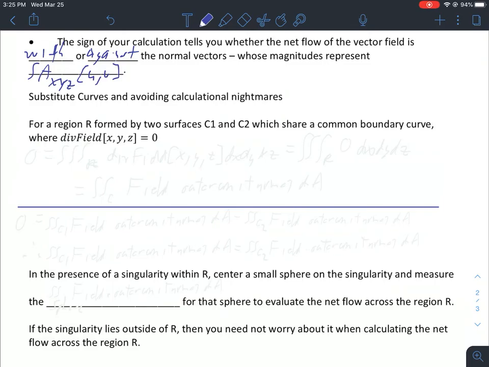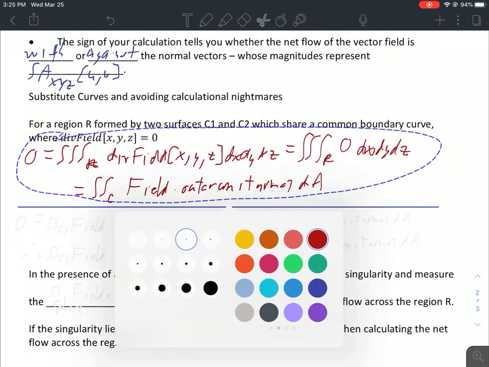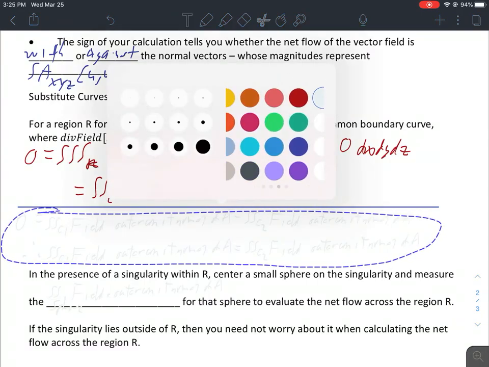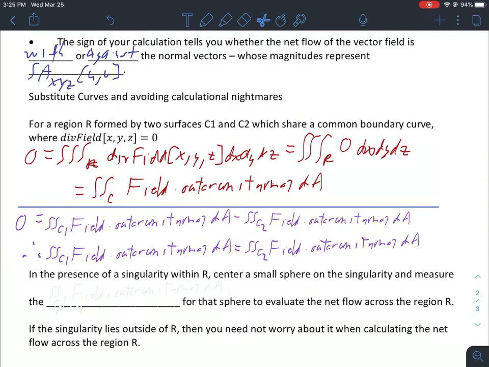If the div field happens to be 0, that means all that, which then, of course, tells us if we're talking about between two fields, if it's 0, then those two have to be equal to each other. The only way to get 0 is if both these two are equivalent. That's the last thing here.